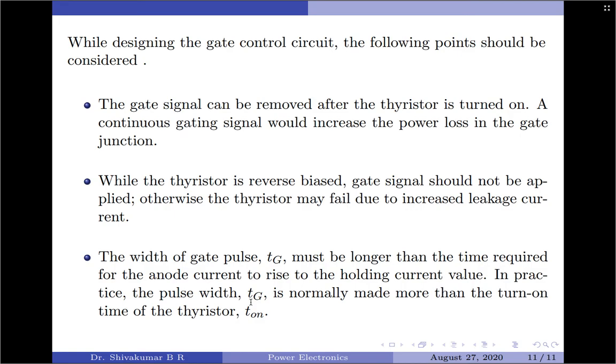In practice, however, the pulse width Tg is normally made more than the turn on time of the thyristor, T on. I hope you know that a thyristor turn on involves two particular time instants, delay as well as rise. So, totally the overall thyristor triggering pulse width should be greater than the theoretical value of the thyristor turn on time, T on. Right. So, that is all about the different techniques that are used to turn on a thyristor.